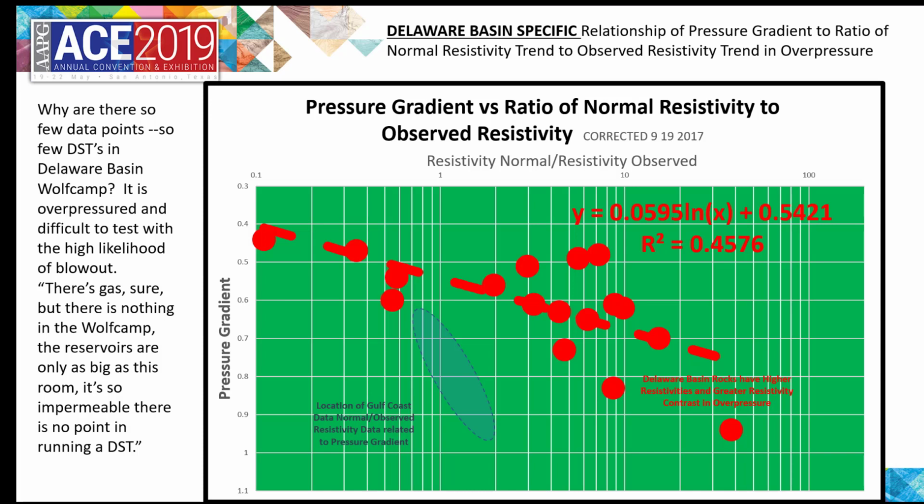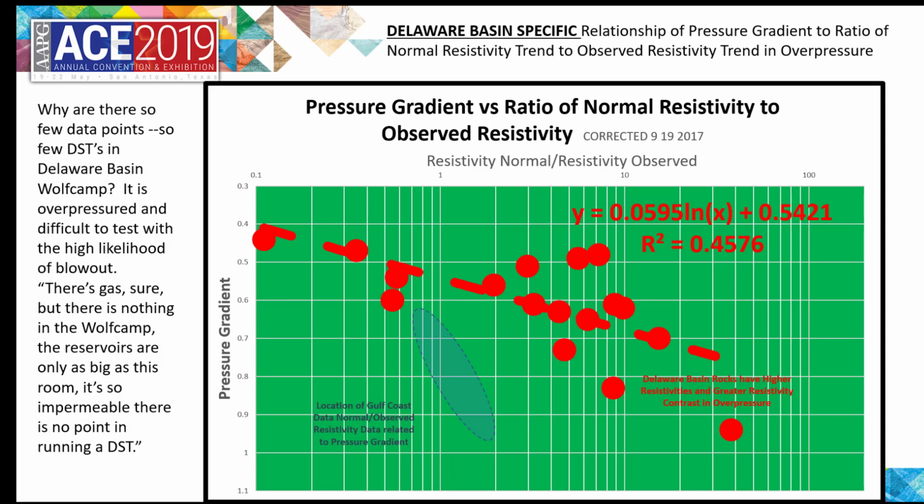Now, when I place the Gulf Coast, here's the Gulf Coast field of data, it's right in here. But in the Delaware Basin, it's spread out all over the map here. Now, so then I'm able to have a mathematical relationship between normal and observed resistivity and pressure gradient. Why is this so scattered out? I had crappy data to start with. I only had 18 points to start with. Delaware Basin rocks have higher resistivities and a greater resistivity contrast in overpressure.